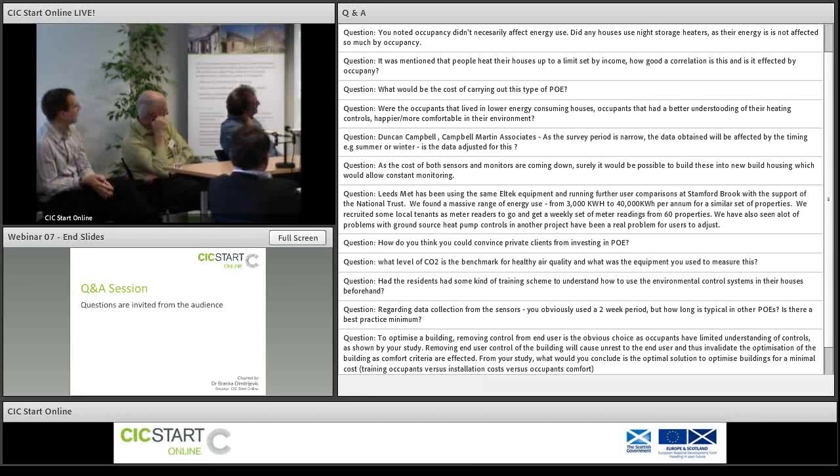I'm just trying to phrase an answer to that. I don't think that the answer is to remove controls. I think it's just to have better controls, and those controls may be more passive. People will still control their building because they will change their behaviour.